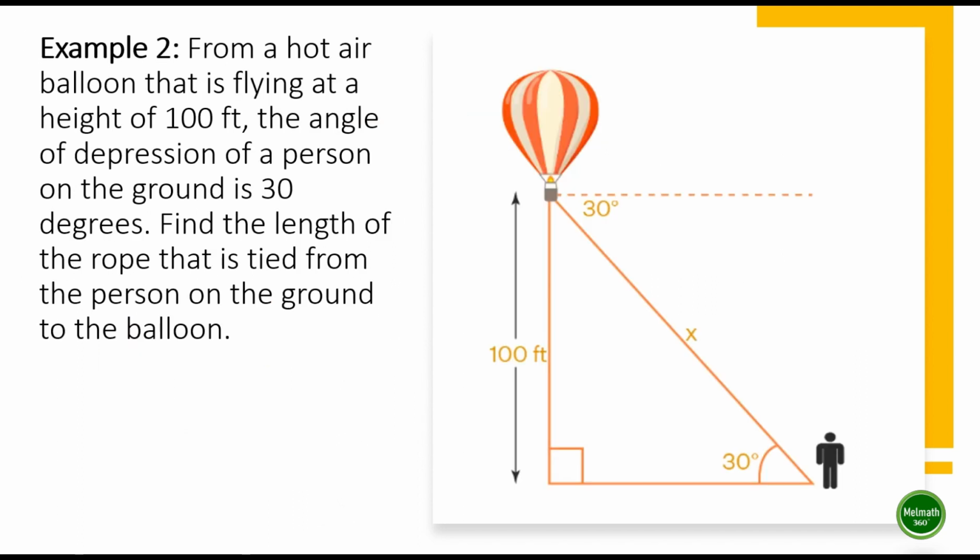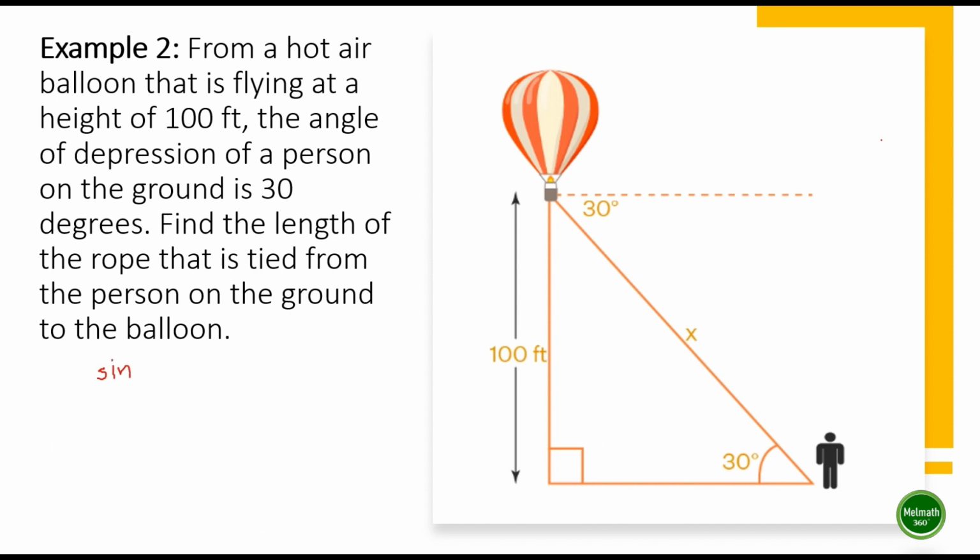Another example: from a hot air balloon that is flying at a height of 100 feet, the angle of depression of a person on the ground is 30 degrees. Find the length of the rope that is tied from the person on the ground to the balloon. Here, we have written the angle at the person to be 30 degrees by the alternate interior angle theorem. Now apply sine for the triangle.